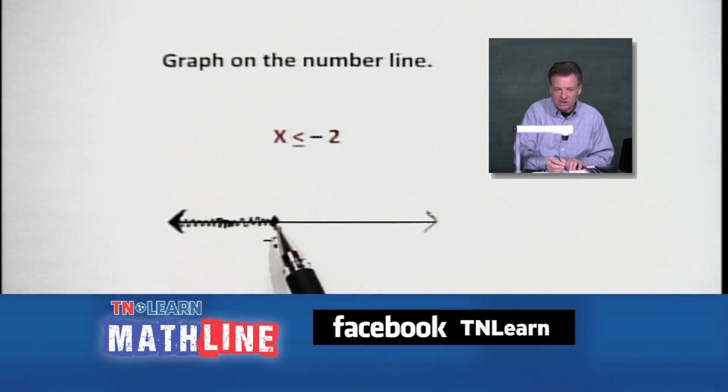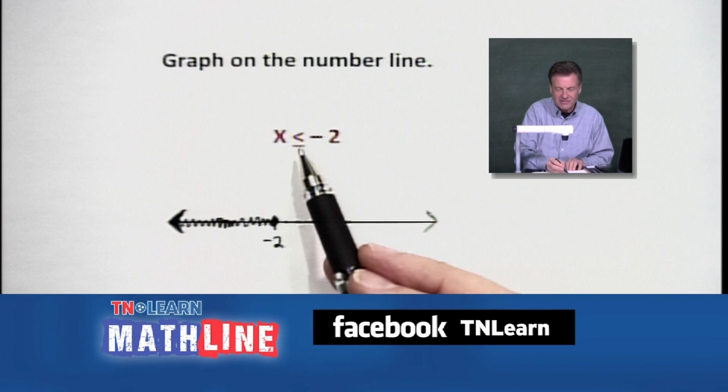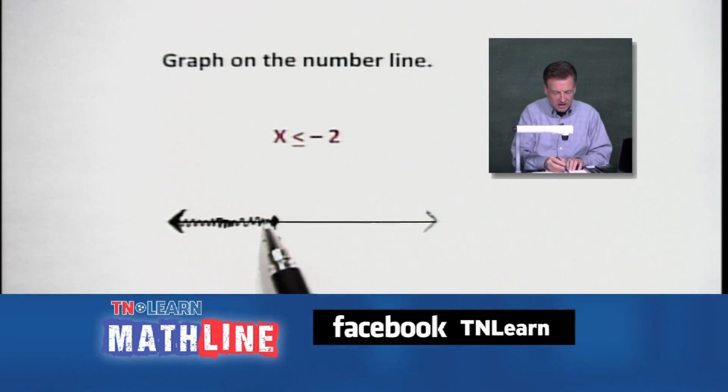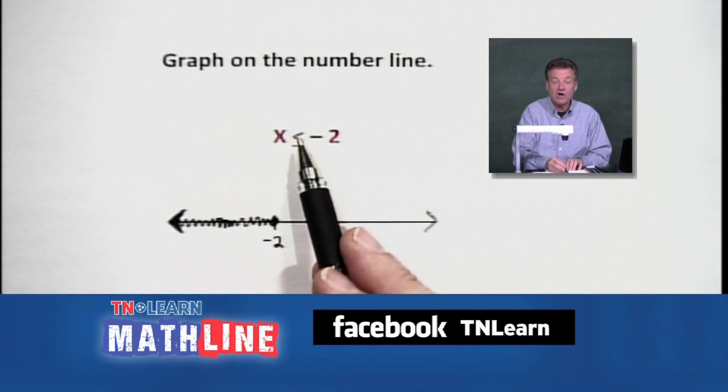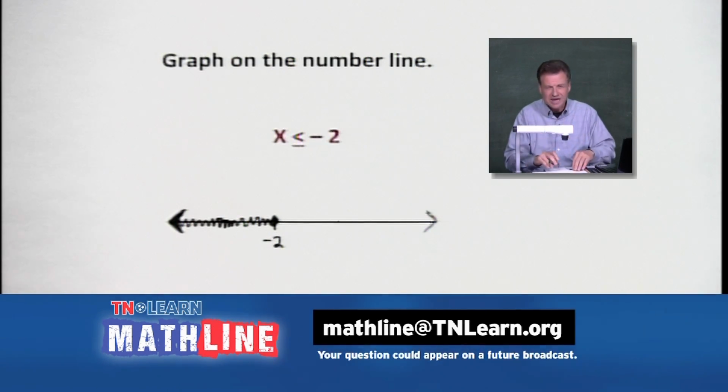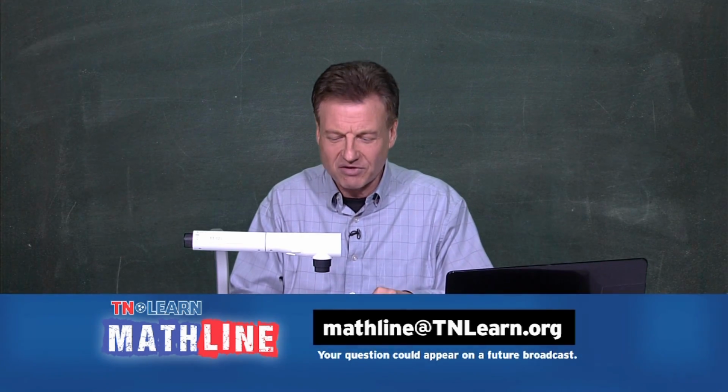Closed circle, why do we go closed this time? Because of that equals to, right there. That's the important thing. Why do we go to the left? Because it says less than. That's called less than or equal to, and that's some good stuff, all right?